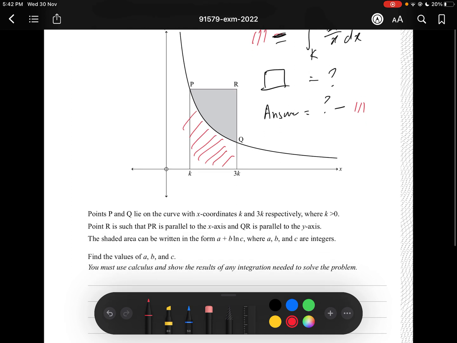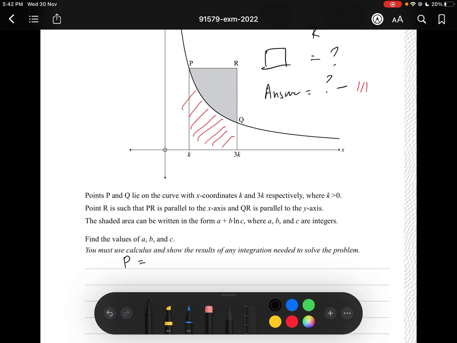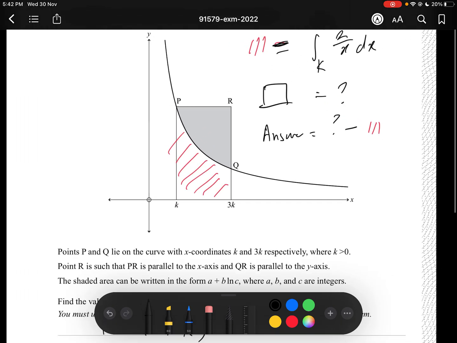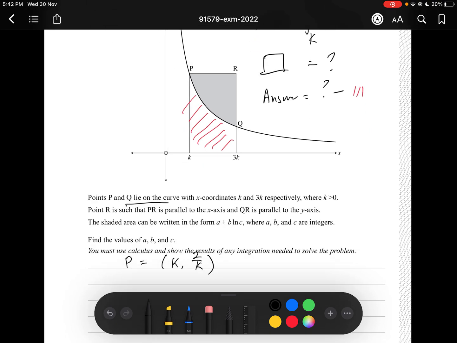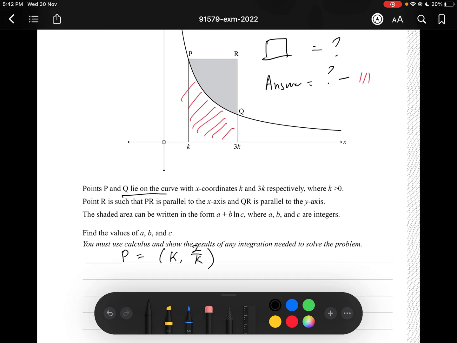So let's just write down the coordinates of P, R, and Q. So the coordinate of P is equal to k, comma 2 on k. The reason it's 2 on k is because the point P lies on the curve, and if x equals k, then y equals 2 on k. So that's how we know that point P is k, comma 2 over k. For Q, we have a similar logic, so it's going to be 3k, 2 on 3k. And point R is the same y value as P, but it has the x value of 3k. So R is 3k, 2 on k, sorry.